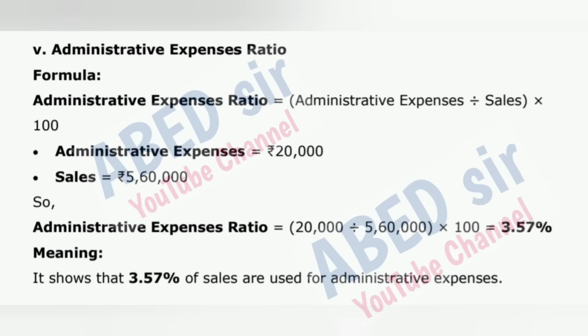5. Administrative expenses ratio. Formula: administrative expenses ratio is equal to administrative expenses divided by sales times 100. Administrative expenses is 20,000 rupees. Sales is 5,60,000 rupees. So, administrative expenses ratio is equal to 20,000 divided by 5,60,000 times 100, equal to 3.57%. It shows that 3.57% of sales are used for administrative expenses.